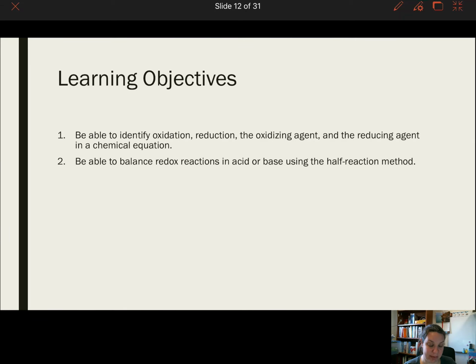In today's video, we're going to be looking at Chapter 20, Lecture 20, Learning Objectives 1 and 2, so our very first lecture within Chapter 20. So we're going to be looking at oxidation, reduction, balancing oxidation and reduction reactions using the half reaction method. So today's going to be mostly about balancing those redox processes.